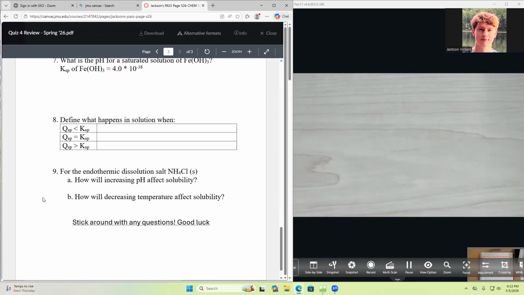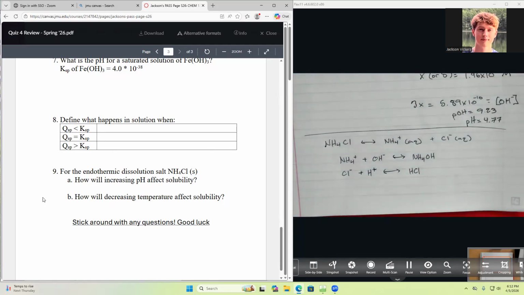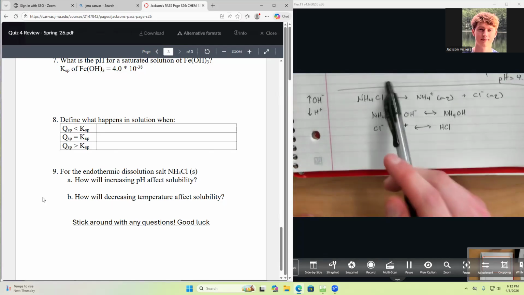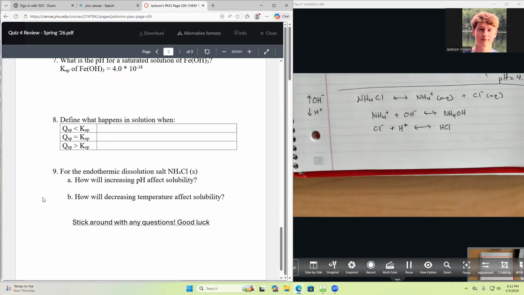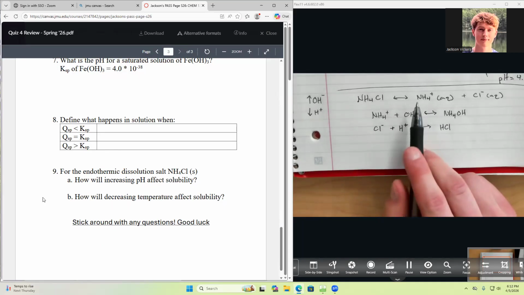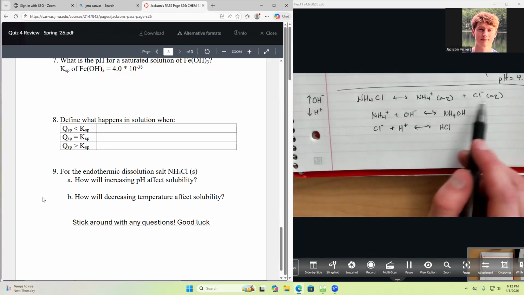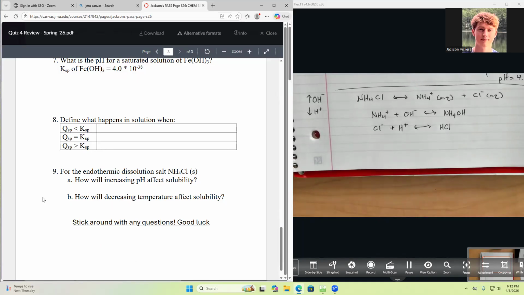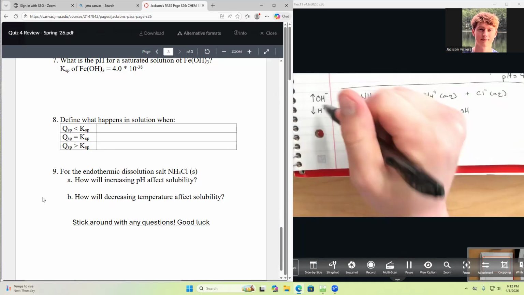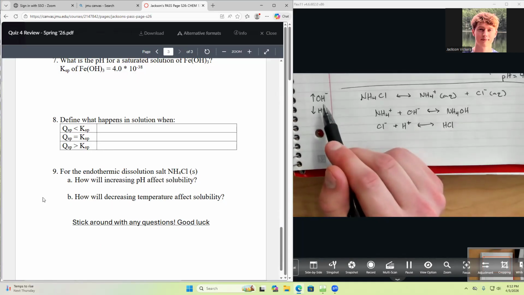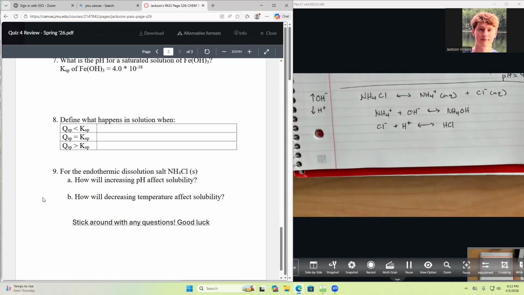All right, anyone have an answer for this one? You were thinking it would decrease solubility. I'm thinking this would increase the solubility of the solution. So let's break this down. We have our salt here that we're curious about, NH4Cl. We're breaking it up into two separate ions, right? So we have an ammonium ion and a chloride ion. And we're asked how increasing pH would affect solubility. Increasing pH means we're getting more hydroxide ions and fewer hydronium ions, right? Nothing surprising there.